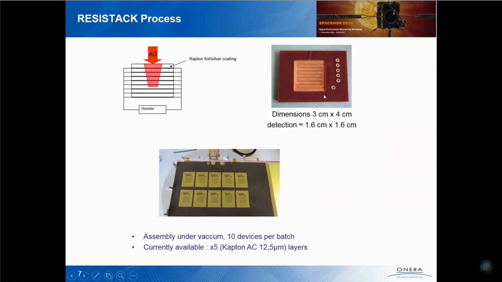This is what it looks like. The overall dimension is quite small, 3 by 4 square centimeter, and the detection area is about 2.56 square centimeter. And as you can see here, this is the metallization. Each manufacturing batch allows us to realize 10 devices at the same time. So recurrent costs are quite low, in fact.